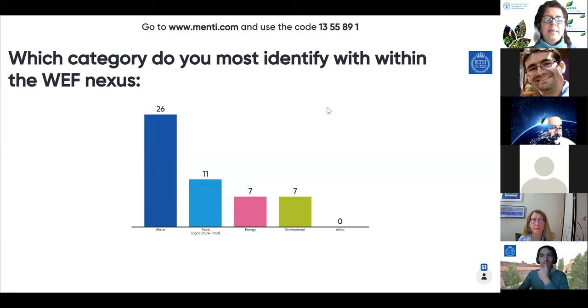So maybe, Francesco, you have some newcomers, so maybe just repeat your indications while people are filling in. Newcomers, anyone that just came, you can go online at menti.com on any device, add this code when asked, and answer this question. So which category do you most identify with within the Nexus? Of course, these are not all the sectors. It's a subset that we focus on today, but just to understand where people are coming from.